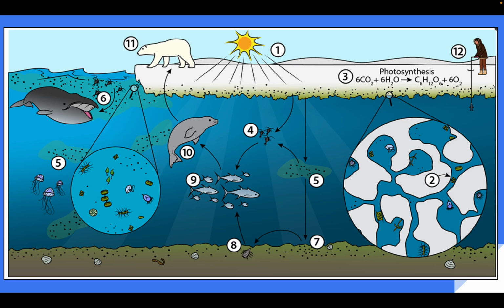I see a polar bear. I see a whale. I see all kinds of organisms. They're called biotic factors. Okay, so then maybe number 2, you would say, I see biotic factors. Go ahead and list 5 other things that you see in this picture.